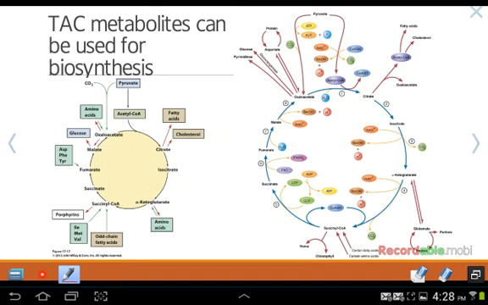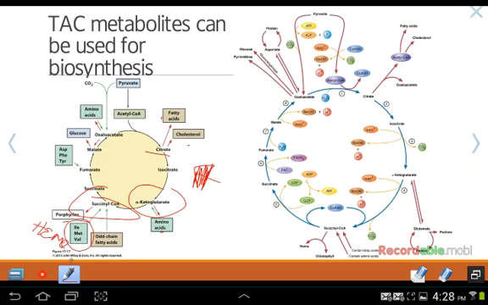So the citric acid cycle metabolites can be used for biosynthesis as well. As you can see, this figure here is from your textbook. You can see that citrate can be used to make cholesterol and fatty acids. Alpha-ketoglutarate is used to make a number of different amino acids. Succinyl-CoA can be used to make porphyrins. Remember, this is found in your heme.